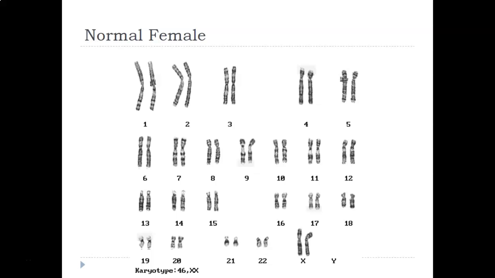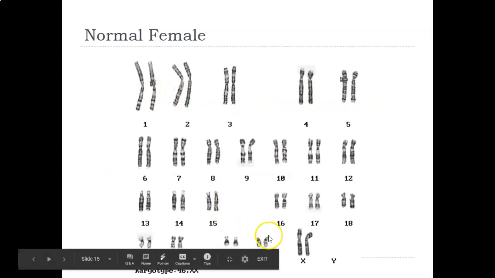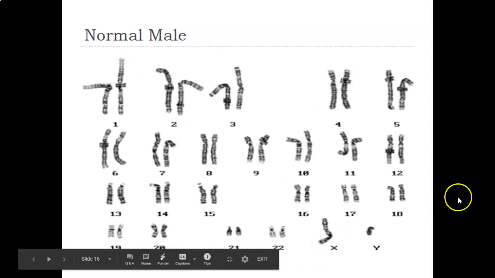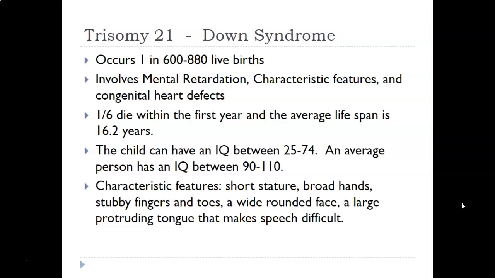So this is an example of a karyotype. Like I said, it just lays out all of the chromosomes you can see in order 1 through 22, and then your sex chromosomes are your 23rd pair. Females have 2 X's, males have an X and a Y. So again, just a normal layout of the chromosomes.